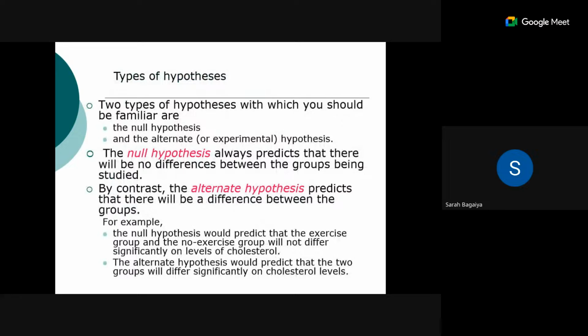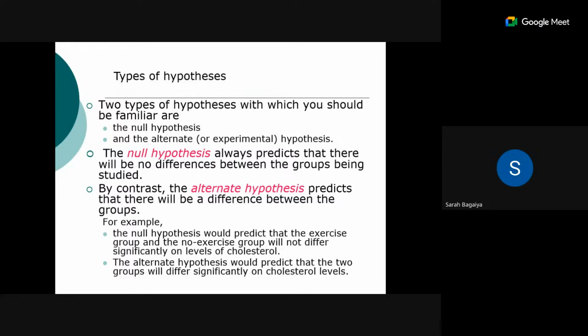So, types of hypotheses. Two types of hypotheses with which you should be familiar are the null hypothesis and the alternate or experimental hypothesis. The null hypothesis always predicts that there will be no differences between the groups being studied. By contrast, the alternate hypothesis predicts that there will be a difference between the groups.